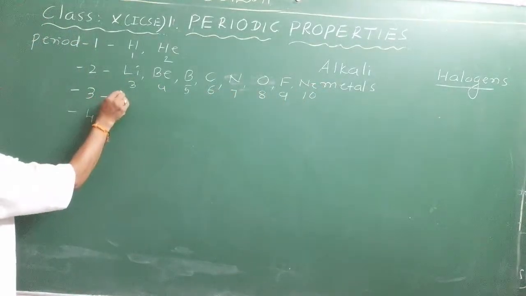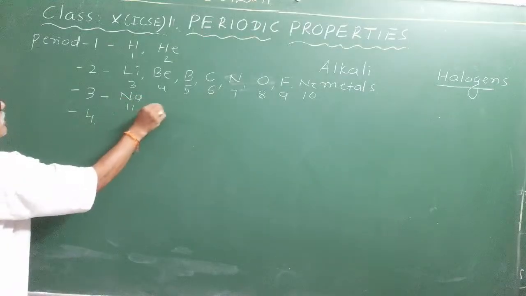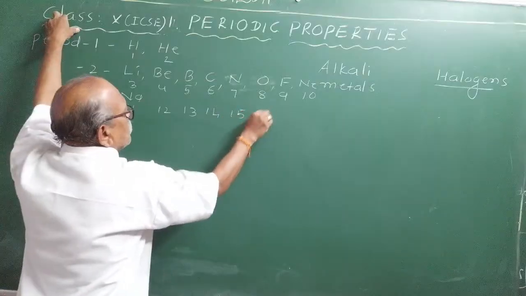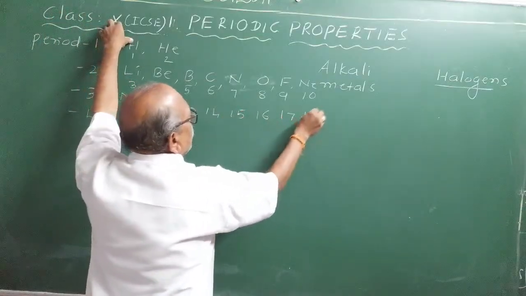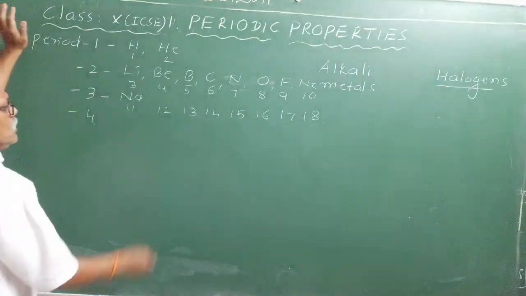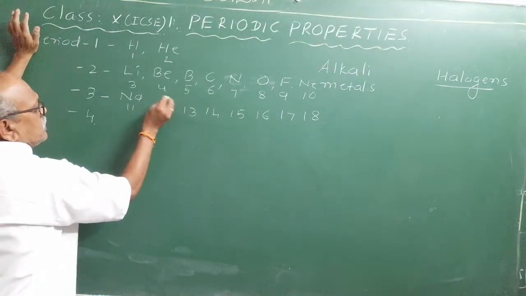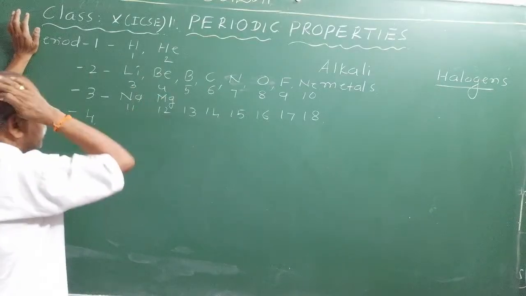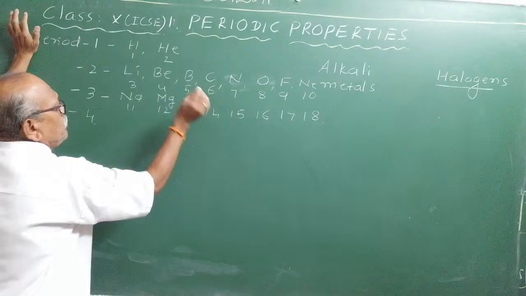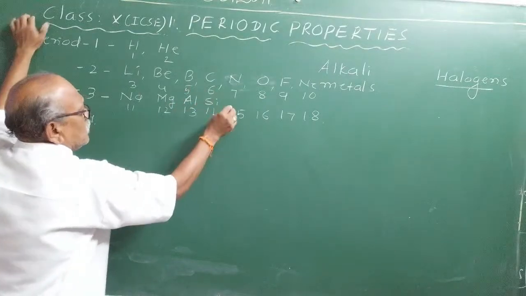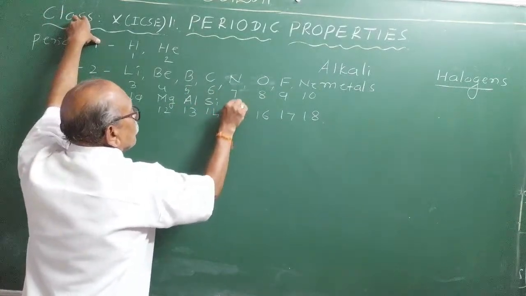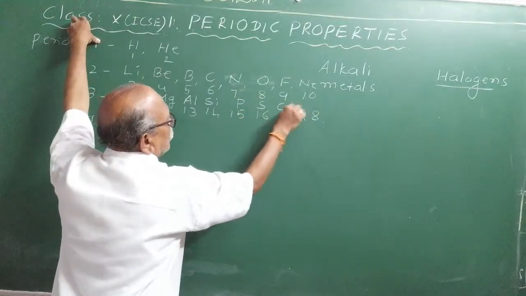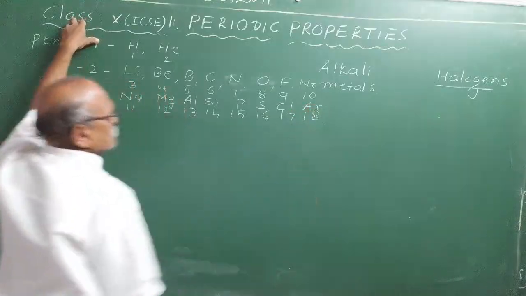And third period starts from sodium, atomic number 11, 12, 13, 14, 15 up to 18. You must know their symbol and atomic number clearly. Atomic number 12 will be magnesium. You must have clear understanding about it. Aluminium, 14 is silicon, 15 is phosphorus and sulfur, atomic number 16, 17 is chlorine, 18 is argon, inert gases.